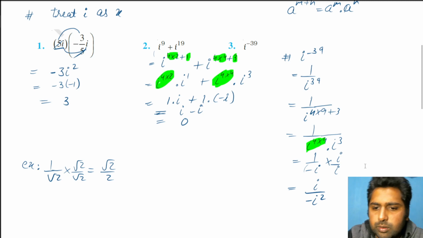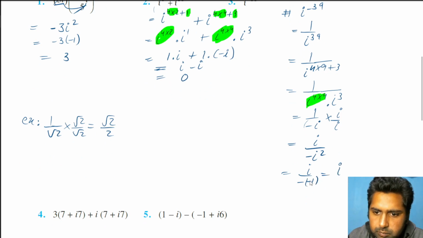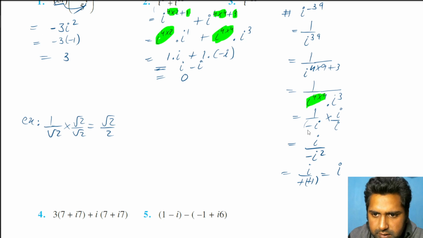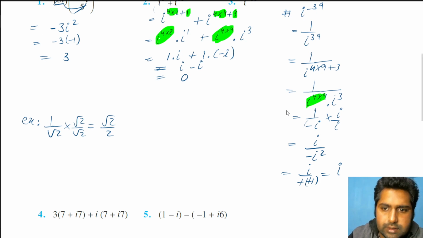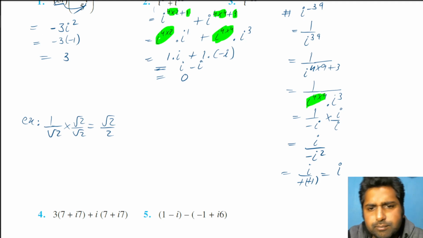So now what will this become? i square is minus 1. So iota upon negative of negative 1, that becomes positive. So iota only. So simultaneously I have dealt with the concept of rationalization also here. Whenever you get your answer in the denominator in terms of iota, you have to rationalize. It's an unspoken rule.